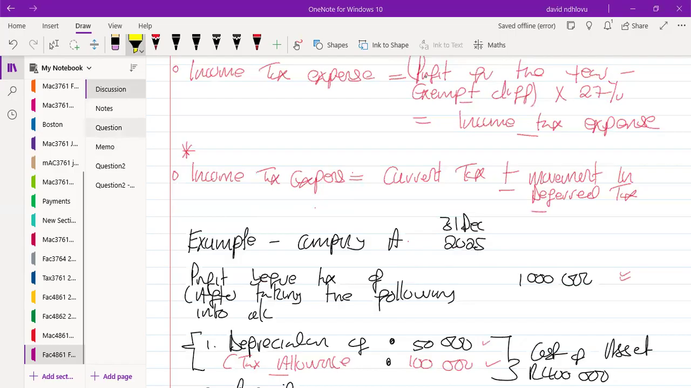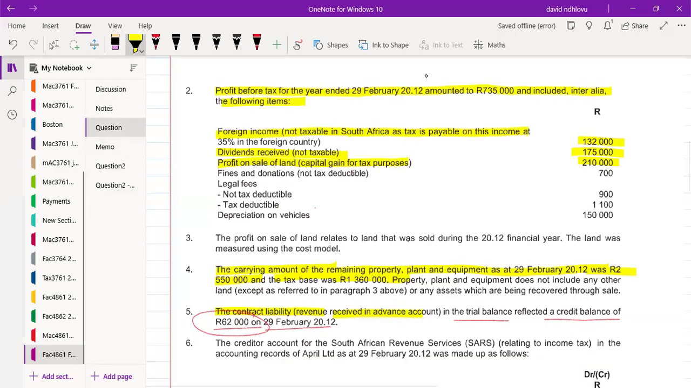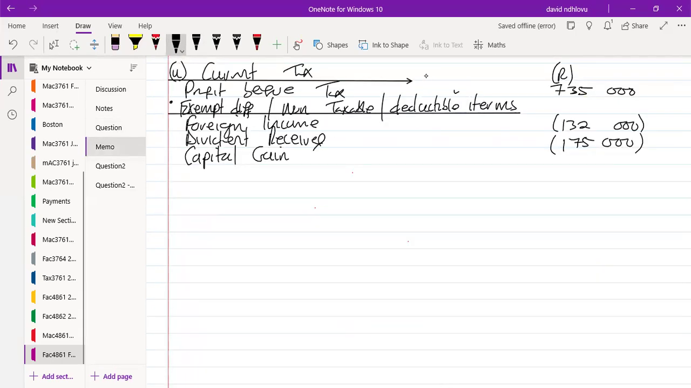So on this one here, even though they gave you profit on the sale of land of 210,000, because it's land, this is equivalent to the capital gain. So remember here, only 20% is an exempt difference. So we're going to say 210,000 times 0.2, which gives us 42,000. This 42,000 is income, so we are going to deduct and reverse 20% of that.